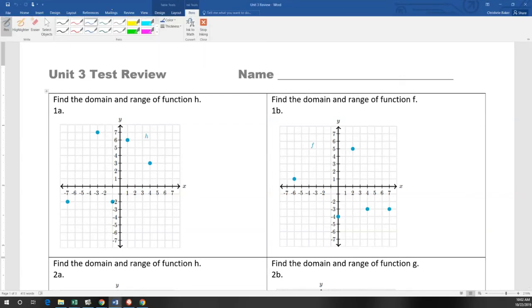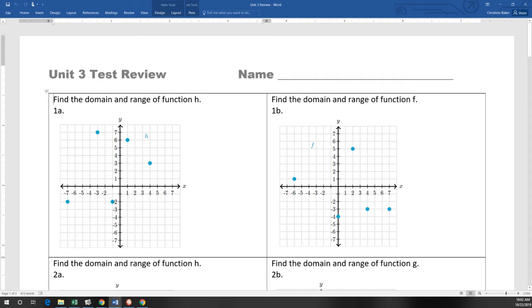This is the Unit 3 test review on linear functions. Number 1 says find the domain and range of function h. So here's function h. And since this is a discrete graph, we are going to write out all of our x values for our domain.